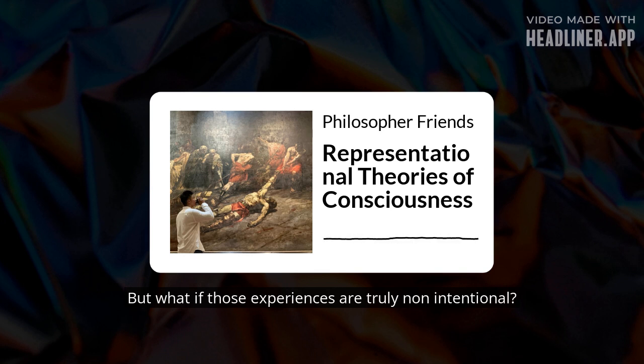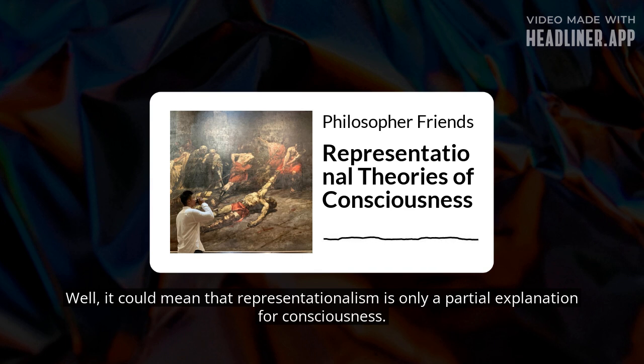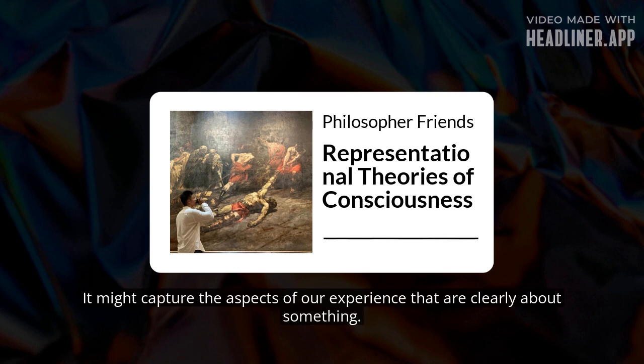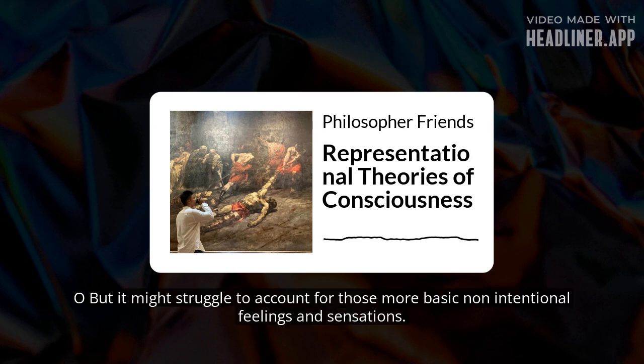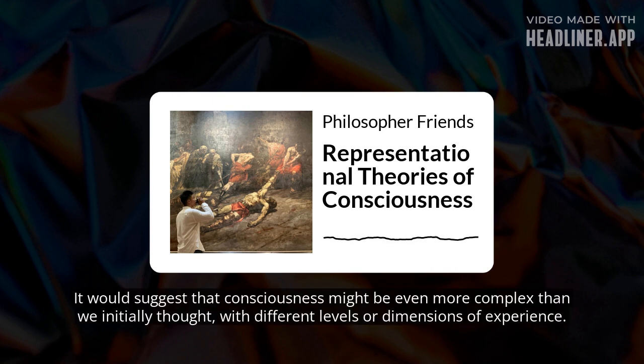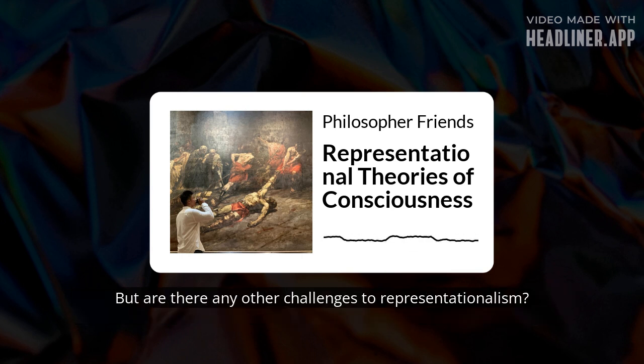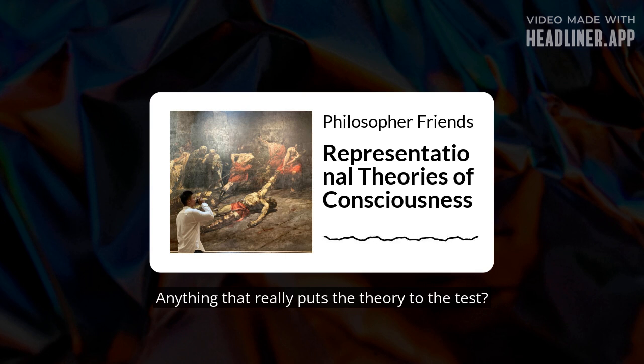Right. But what if those experiences are truly non-intentional? What does that mean for the theory? Well, it could mean that representationalism is only a partial explanation for consciousness. It might capture the aspects of our experience that are clearly about something, our perceptions, beliefs, desires. But it might struggle to account for those more basic, non-intentional feelings and sensations. That's an interesting possibility. It would suggest that consciousness might be even more complex than we initially thought, with different levels or dimensions of experience. But are there any other challenges to representationalism? Anything that really puts the theory to the test?